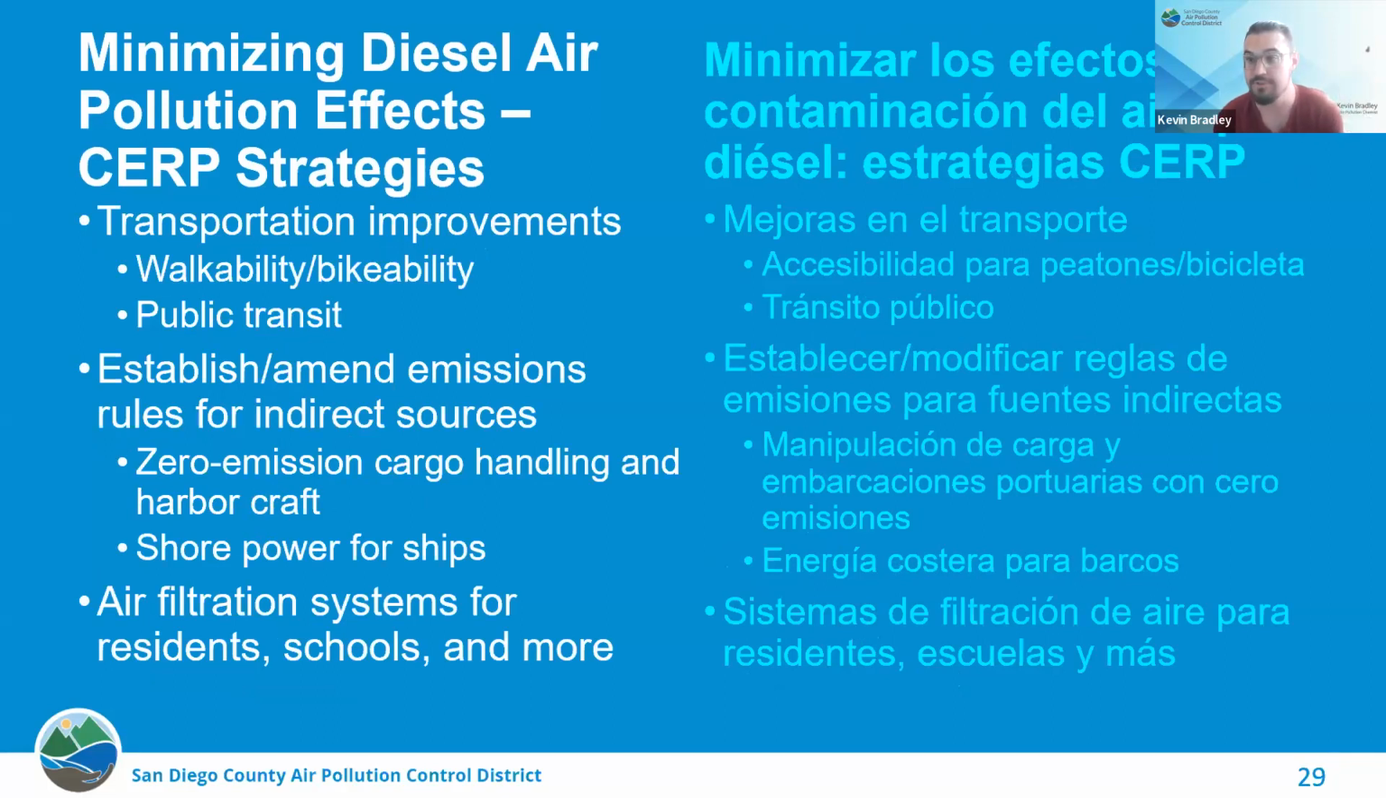In addition, improving the transportation within the Portside community. So things like bike lanes and improved sidewalks, public transit, making sure that that's expanded as much as possible to have lots of different ways for people to get around. Establishing and or amending emission rules for indirect sources is a big one. That is what's going to cover things like the cargo handling equipment and the harbor crafts and things like that. So those rules are being put into place and reviewed.